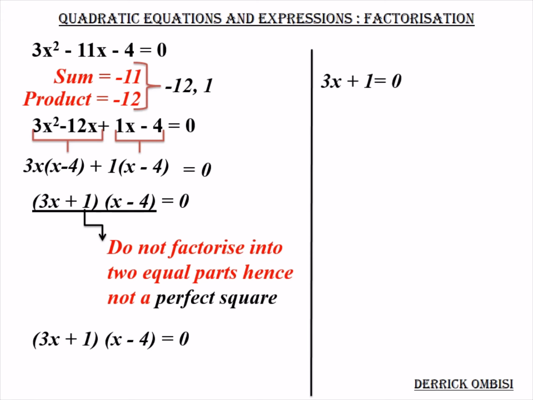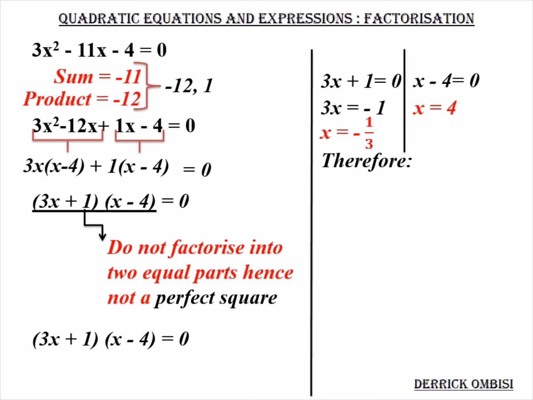So it means that either 3x plus 1 equals 0, which means 3x equals negative 1, that is after subtracting 1 from both sides, so x equals negative a third. Or it means that x minus 4 equals 0, which gives x equals 4. So you can see that from there we can ascertain that the value of x equals negative a third or 4.